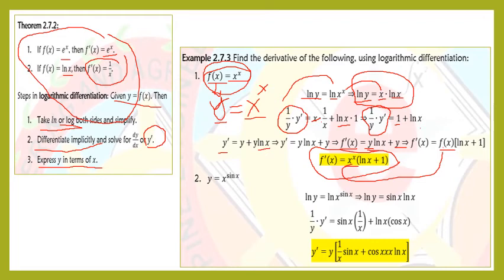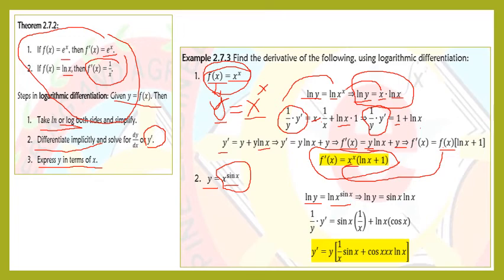In example number 2 class, ang given natin is y equals to x to the power of sin x. Okay, so since ang given natin is naka-express naman in terms of y equals to f of x, so ang f of x natin dito is si x to the power of sin x. Okay, so pwede na tayo mag-proceed in step 1. So sa step 1, take ln or log both sides and then simplify. So ang ln, lagyan lang natin ng ln ito, lagyan lang din natin yun ng ln. So we have ln of y and then ln of x to the power of sin x. Okay, take note, dinagdagan lang ng ln sa first step, yung both sides natin.